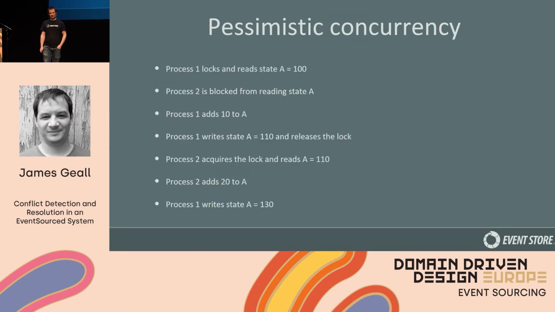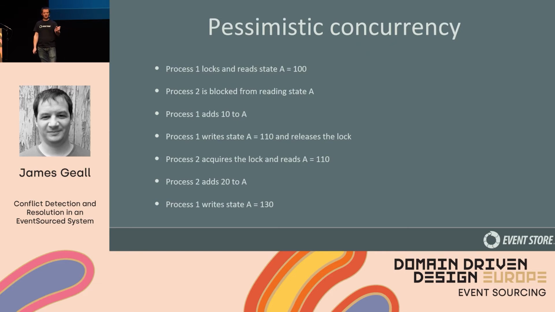So let's go for an example of pessimistic concurrency. Process one locks and reads state A. Process two is blocked from reading state A. Process one adds the 10. It writes 110 back to the database and releases the lock.